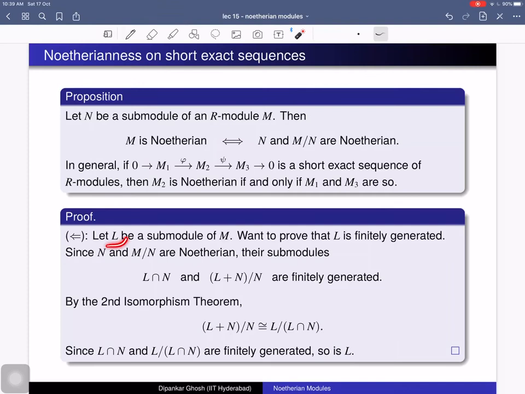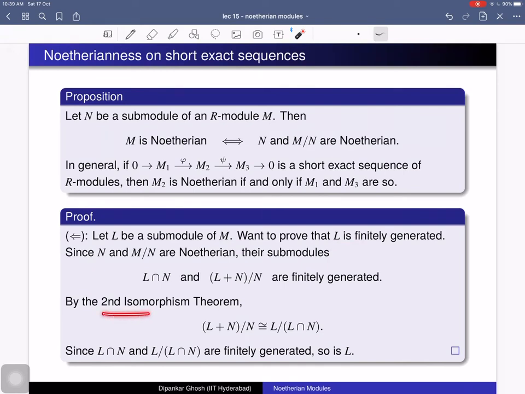So considering this submodule of M, naturally we have these two submodules. One is a submodule of N, another one is a submodule of M mod N. So since N and M mod N are Noetherian modules, this is finitely generated, and this module, that is also finitely generated. So using this finite generation, we just want to prove that L is finitely generated. How to do that? So this is just an observation.